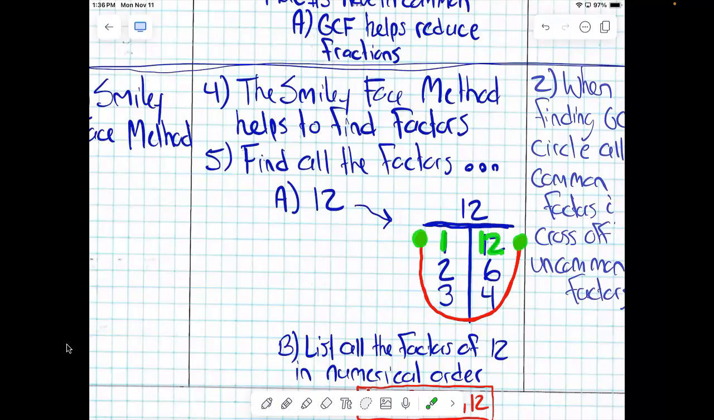Then after we do 1, we check 2. Why do we know 2 works? Because 2 goes into every even number. 12's an even number and 2 goes into even numbers, right? What's 2's buddy? 6. So we list its buddy.